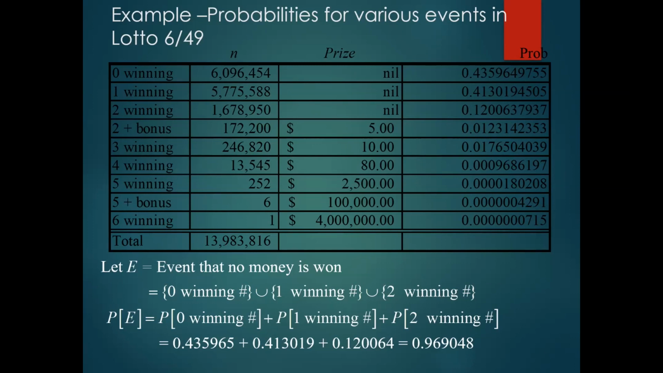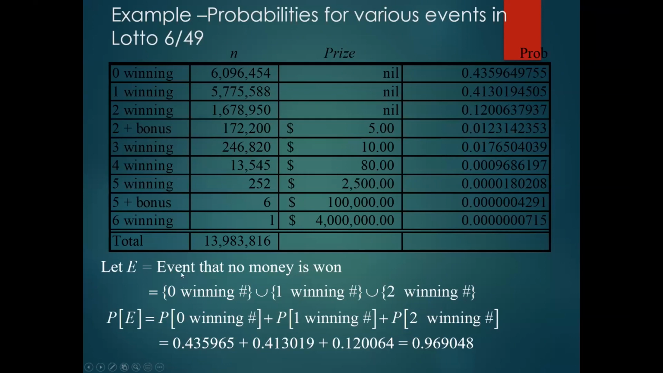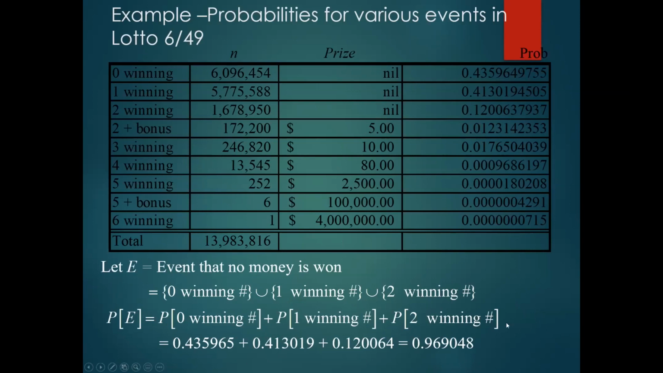So it's actually a big win for the government, if they run this type of lottery. Okay, let's continue. So what's the probability now that money is won? It's just computing the complement. So what's the complement of no money is won? The complement is, of course, money is won, and that is 0.03. It's just subtracting 1 minus 0.9690.